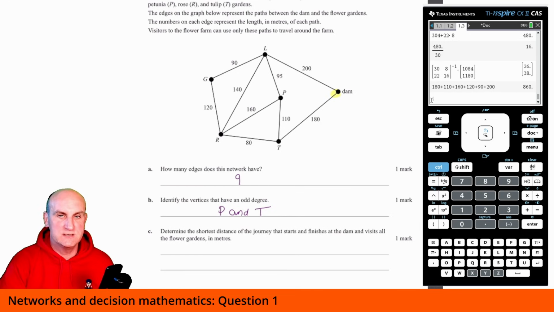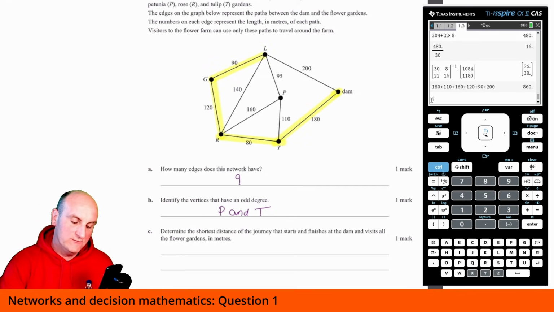Starts at the dam and finishes by visiting all the flower gardens, in meters. Well, I'm going to do that 180. All right, now I could go to P in 110, but let's go to E in 80. That seems relatively short at the moment. Let's go to G, 120. And then the 90. Okay, so let's see now.